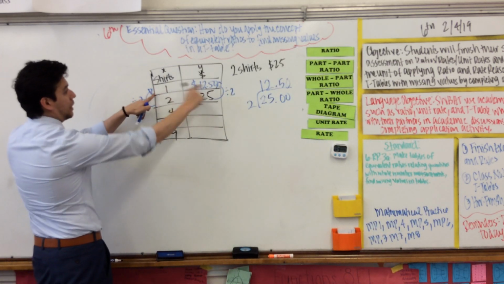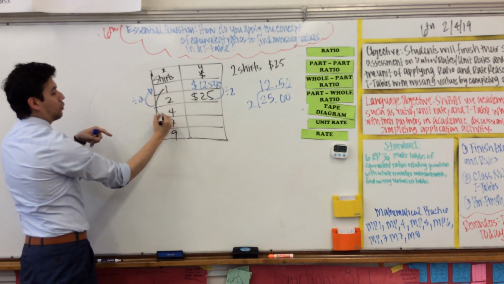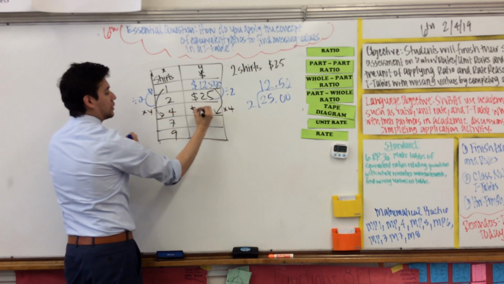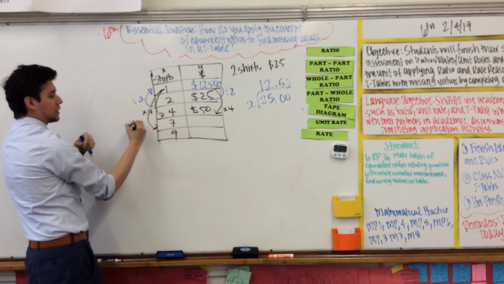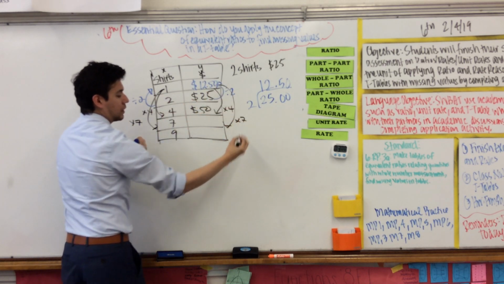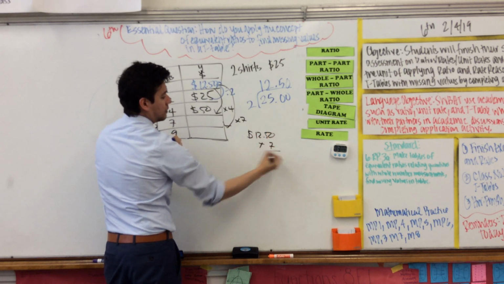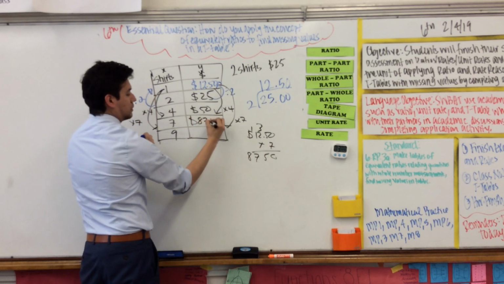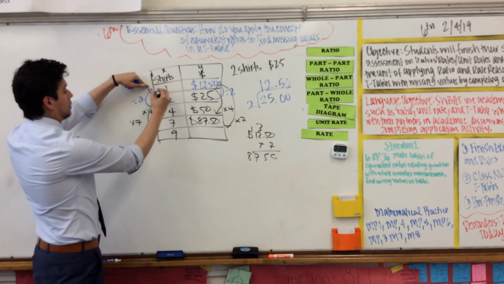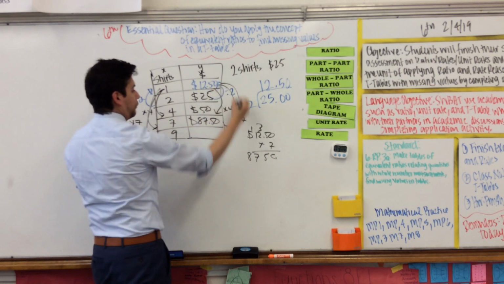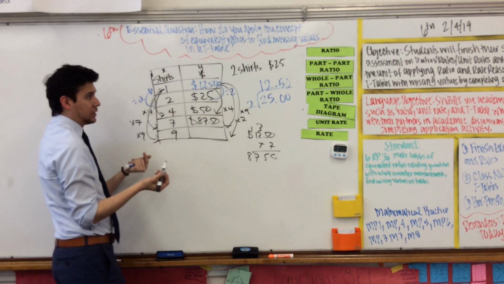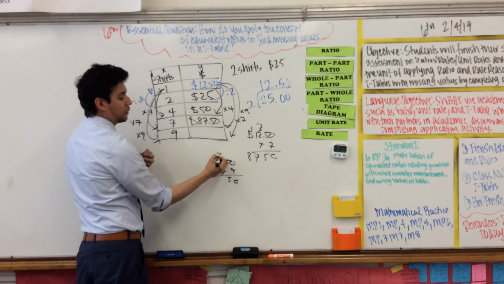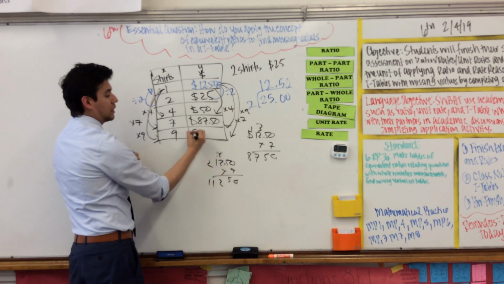Watch. Now that I fill this part out, I can fill out the other ones. From 1 to 4, times it by 4, that will be $50. From 1 to 7, times it by 7, $12.50 times 7, I don't know. $12.50 times 7 is $87.50. And then I could go from 1 to 9, so $12.50 times 9, right? See that? $12.50 times 9 is $112.50.